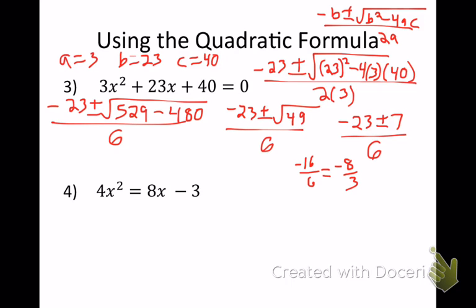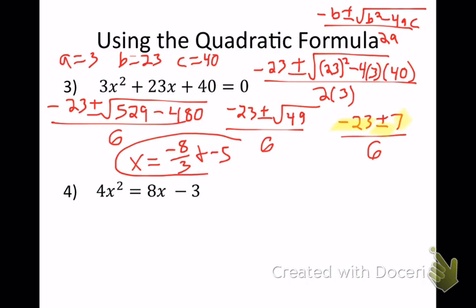And then I'm going to do negative 23 minus 7. What's negative 23 minus 7? Negative 30. Negative 30 divided by 6 is negative 5. So my answers are x equals negative 8 over 3 and negative 5. So when my radical simplifies down, I can simplify it as far as I can.